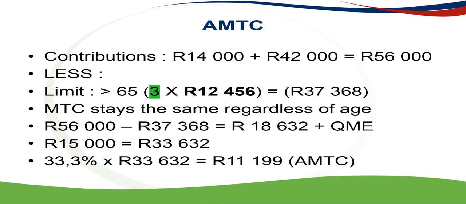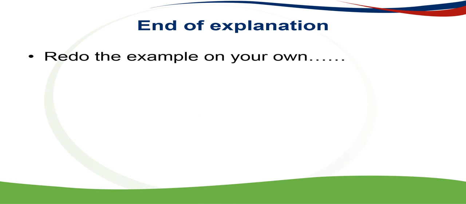56,000 less 37,368 gives me 18,632, plus your qualifying medical expenses not reimbursed. We gave you 15,000. It's 33,632. This is different from when an individual is less than 65, which had a 2-step approach. Remember, the amount that exceeds 7.5% and then 25% thereof. Now we don't have that. Here it's a straight flat rate: 33.3% of 33,632 is your AMTC, which is 11,199. Why is it different? It's different because he is over 65 years. Okay, a very, very simple example, which you can please redo on your own.